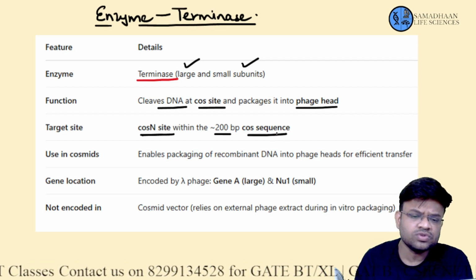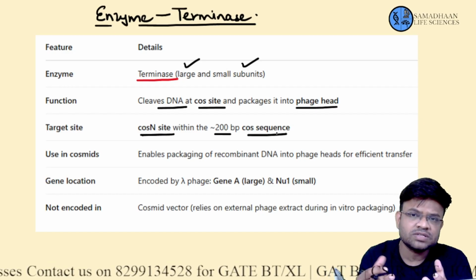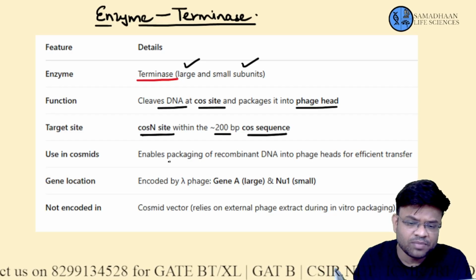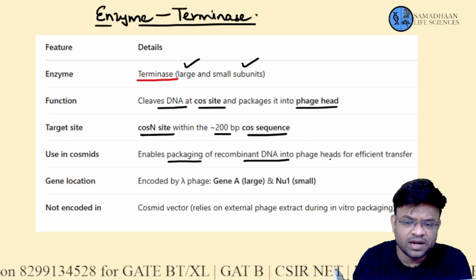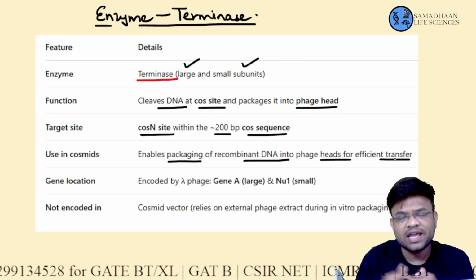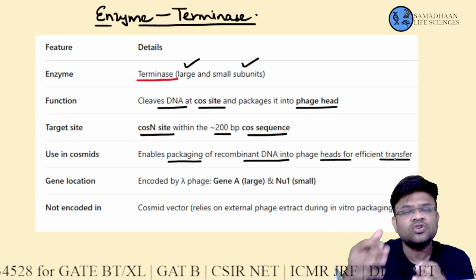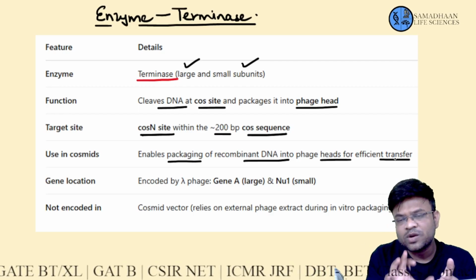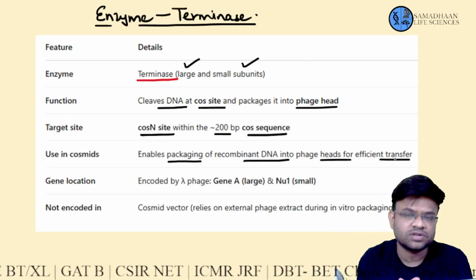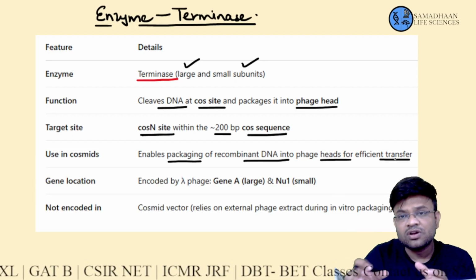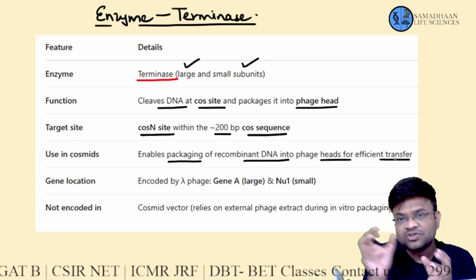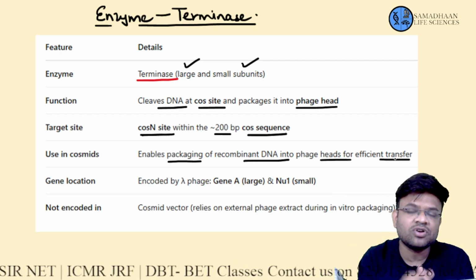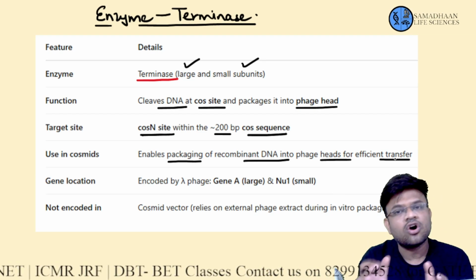Next is use in cosmids. What is the purpose? Why are we using COS sites in cosmids? Because it will enable packaging of recombinant DNA into the phage head and efficient transfer. Now you would be aiming at transferring the cosmid vector inside a particular host, right? So first of all, your gene of interest should be packaged inside the phage head properly. This will be achieved by the COS site.